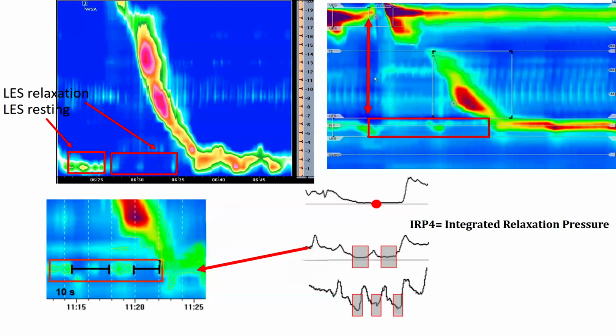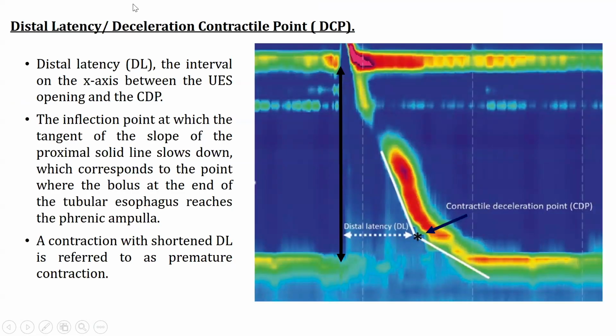Then the next, this is an example of how it looks. This is the LES relaxing, and this is the abnormal LES. It's not relaxing. And in this example, it's a clear example of achalasia type 1. Why? Because there is absent contractility and no relaxation in the LES. Then the distal latency. In distal latency, we have two things: the distal latency, and also this point, the contractile deceleration point. As shown here, it's very clear. This point is where the slope changes.